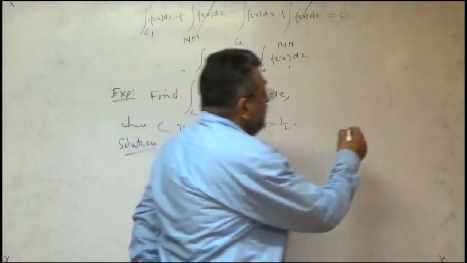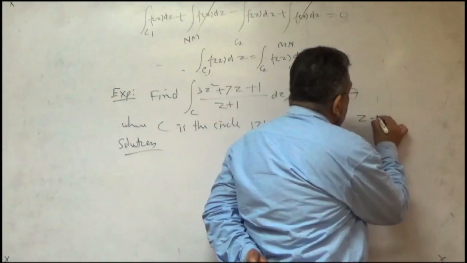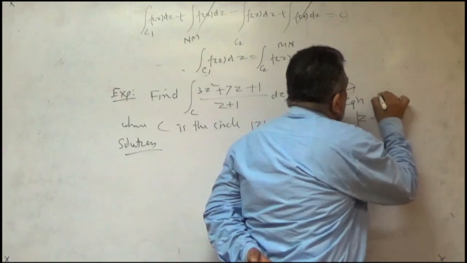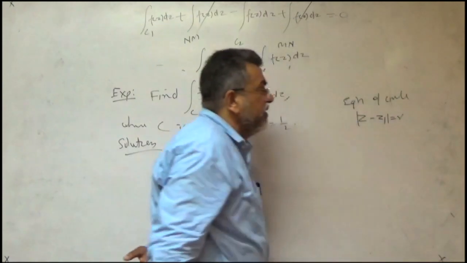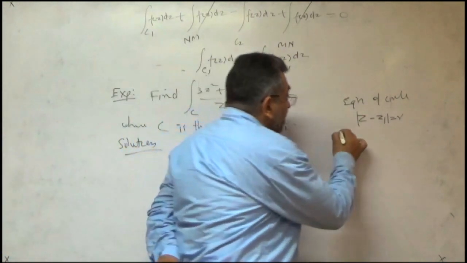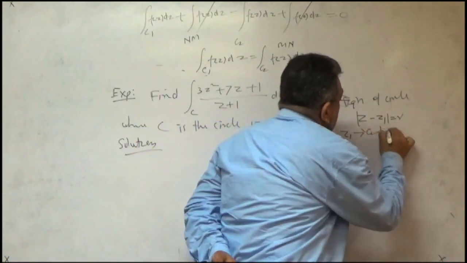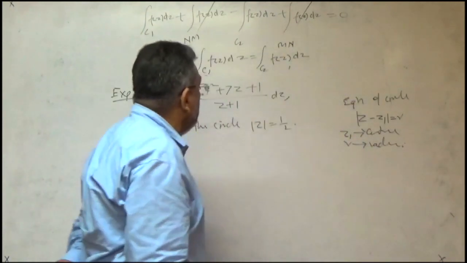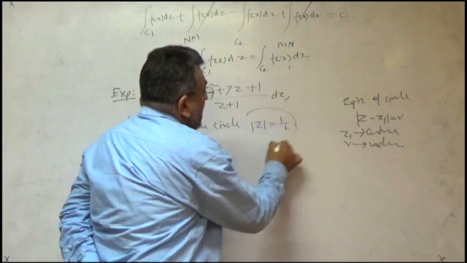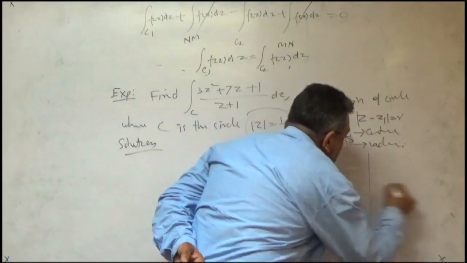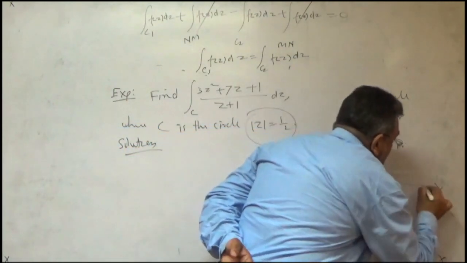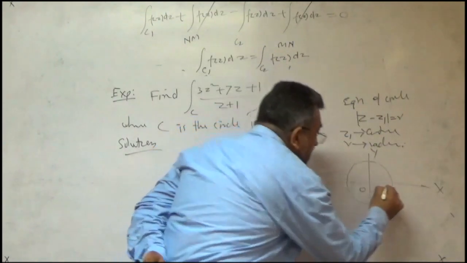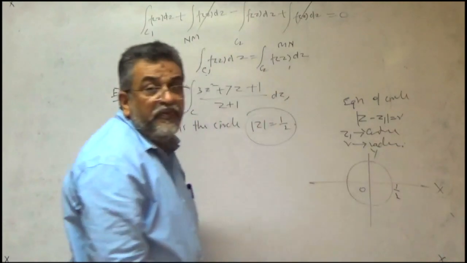Here in complex notation, always remember that |z − z1| = r denotes the equation of a circle, where z1 is the center and r is the radius of the circle. So here is the figure. If you draw this on the z plane, this is the x-axis, this is the y-axis, then this is the circle with center at the origin and radius 1/2, right?